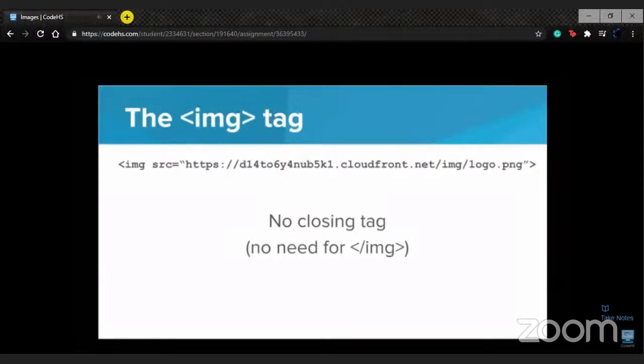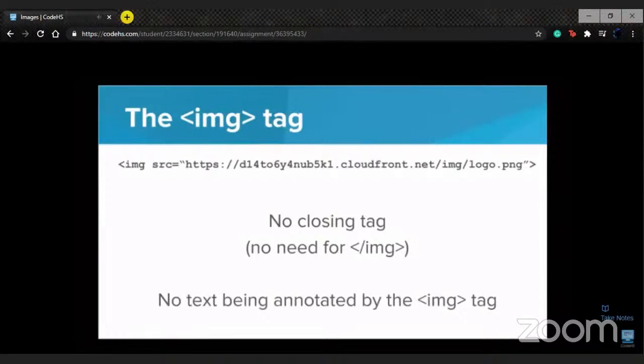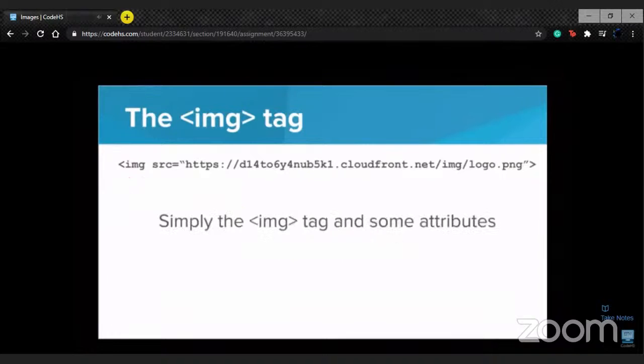There's no need for a /image tag because really there's no text being annotated by the image tag. There's nothing to put inside an image tag and close it because the image tag isn't really doing anything to text. It's just fetching an image and putting it on the page. So really it's just simply image tag and some attributes. Now the attributes are very important. So what are the attributes of an image tag?